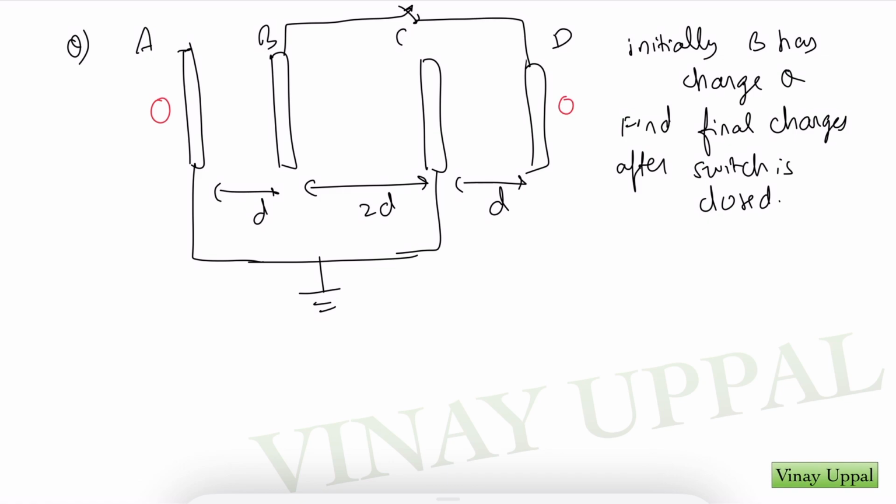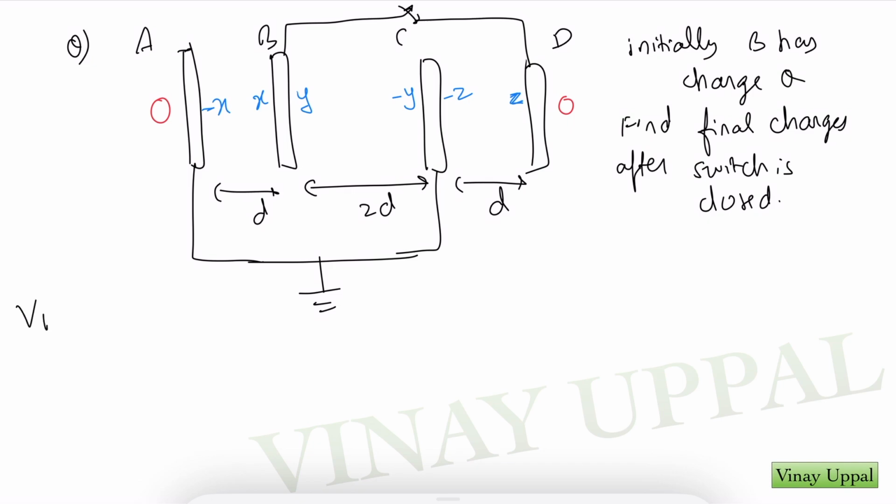Now let's say the charge on the left surface of B is X, on the right surface of B is Y, and the charge on the inner surface of D is Z. So I'll have minus X on the inner surface of A, minus Y on the left surface of C, and minus Z on the right surface of C. Now I need to find these.